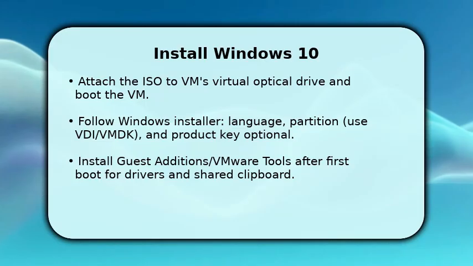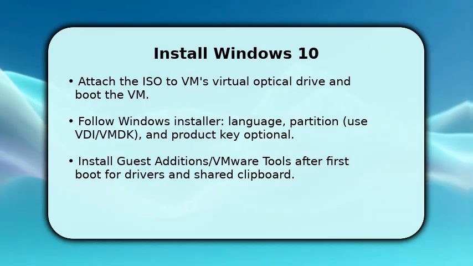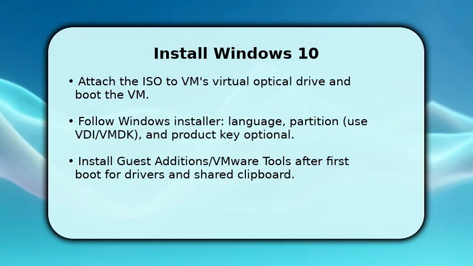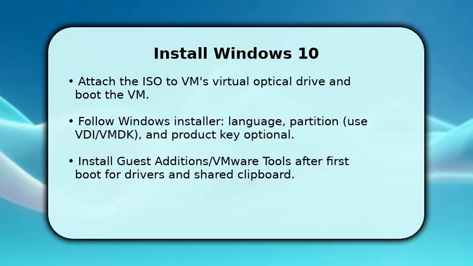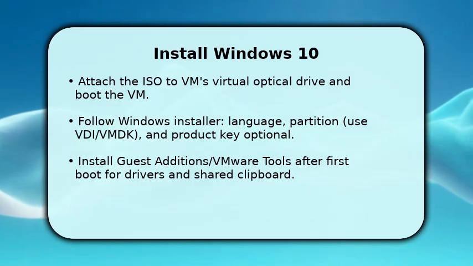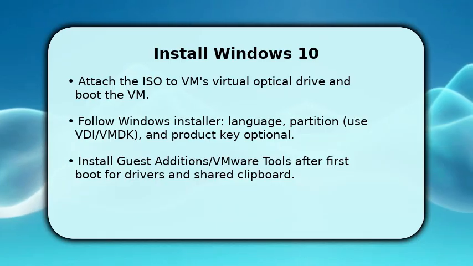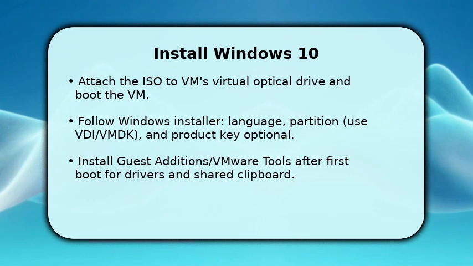You boot the VM from the attached ISO and follow the Windows installer prompts. Choose language and create a primary partition on the virtual disk. Make sure to select the recommended file system and proceed with a clean install. This prevents driver conflicts. After the first boot, install guest editions or VMware tools to get proper display resolution, mouse integration, and shared clipboard. Also, configure snapshots and an automatic backup policy. These protect you before changing system settings or testing software.